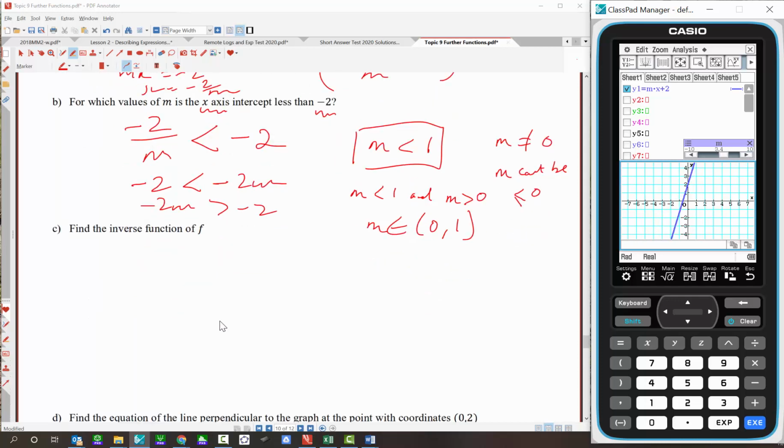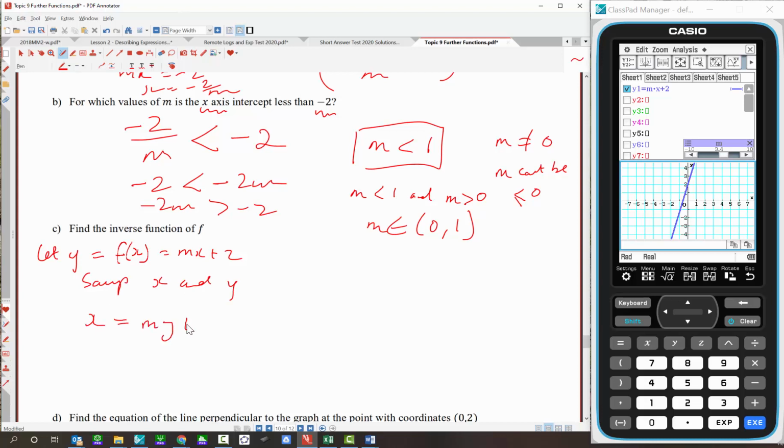All right, so find the inverse function for f. So f of x is equal to mx plus 2. We let y equal that, swap x and y. So x is equal to my plus 2. x take 2 equals my. y equals x take 2 over m. So f inverse of x is equal to x on m take away 2 on m.